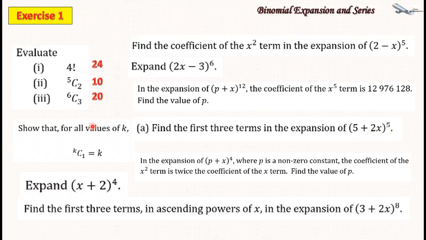So here we have an exercise, and we will call on you guys to solve this exercise. You can leave your comments after solving below. Evaluate 4 factorial, the answer is there. 5 combination 2 is 10, combination 3 is 20. Now find the coefficients of x squared in these expansions.